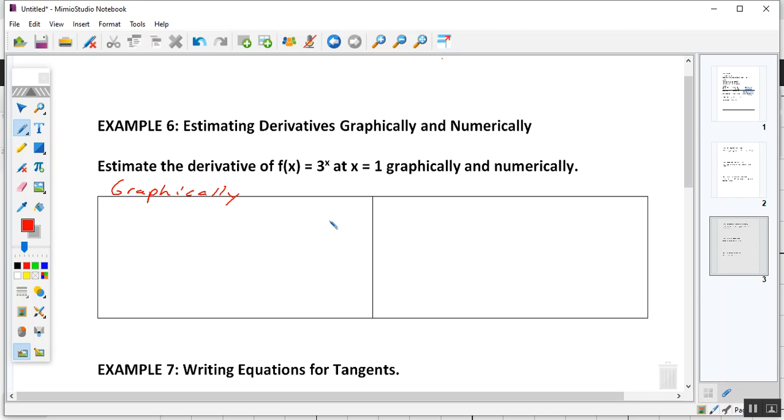I think we should talk about this numerically first. You guys okay with that? You guys over here see okay still? We did a test yesterday. We go to 3 to the 1.0001 minus 3 to the 1. Did we get a value yesterday? Over 3.296.